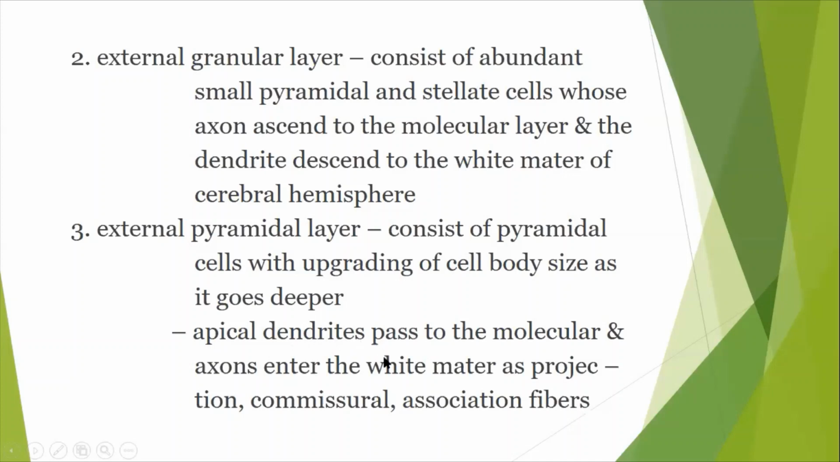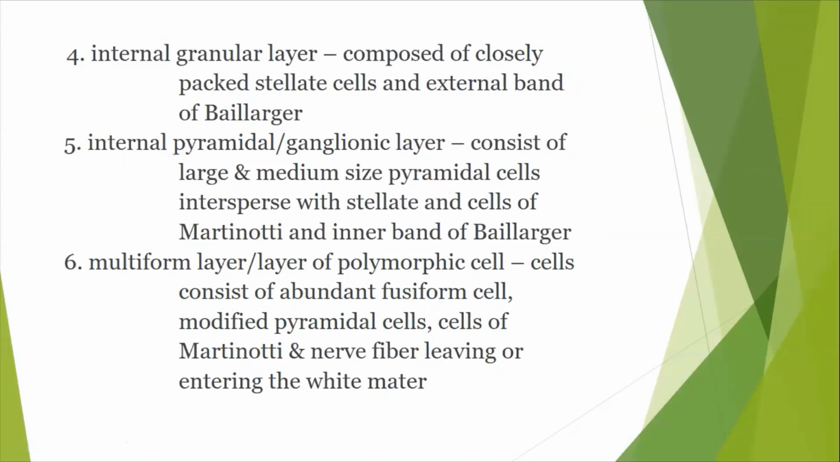The apical dendrites pass to the molecular layer, the first layer, and axons enter the white matter as projection, commissural, and association fibers. So this will be the content of this layer: the axons will go to the white matter, while the apical dendrites will go to the first layer, the molecular layer. Then the fourth layer is the internal granular layer, composed of closely packed stellate cells and the external band of Baillarger.